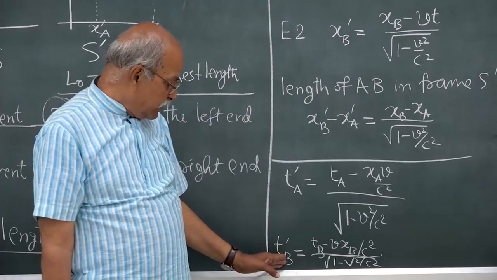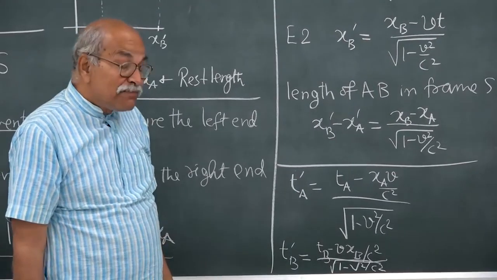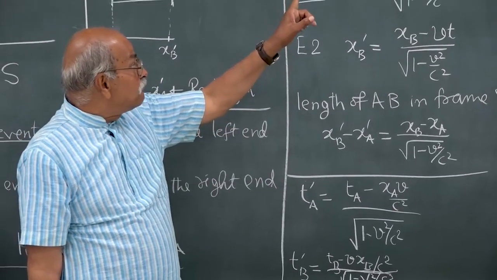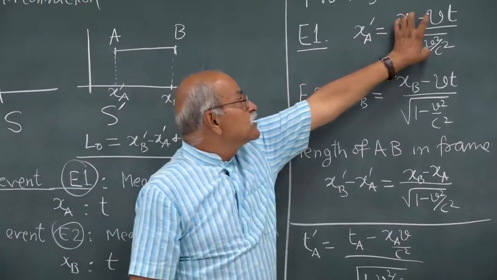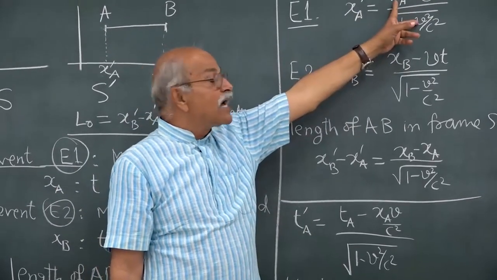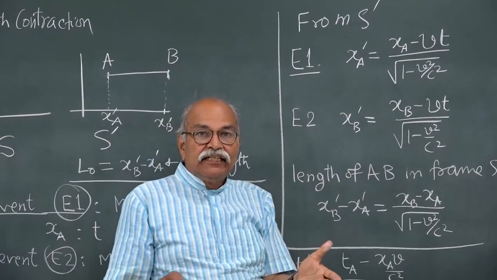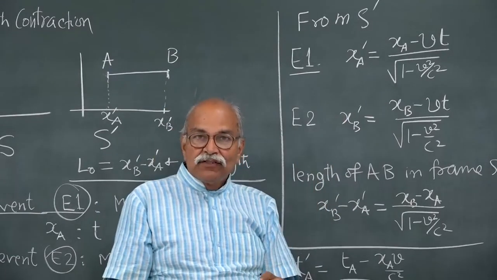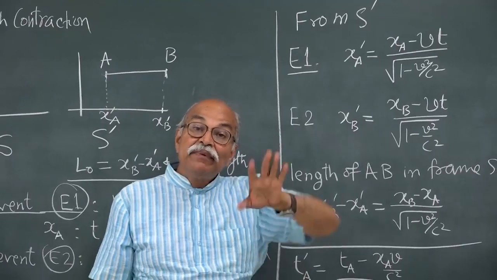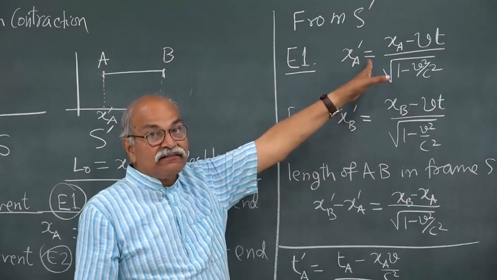So, you can see that Tb prime and Ta prime are not the same, but it does not matter. If the coordinate of left end A is this much at some time Ta prime, it will always remain that, because in S prime this AB is not moving. In S prime AB is not moving. So, whatever is the coordinate of left end A at one instant, that will remain there all the time, and therefore, this is the coordinate of left end A.